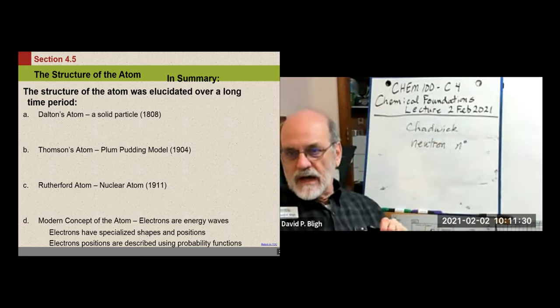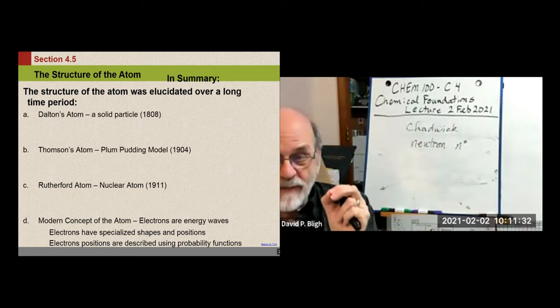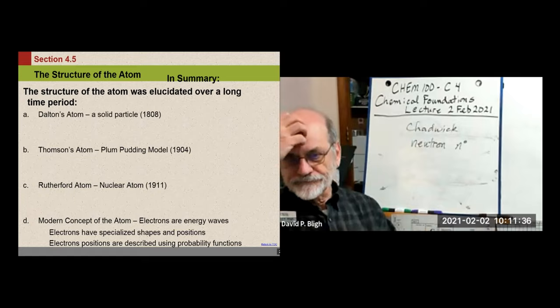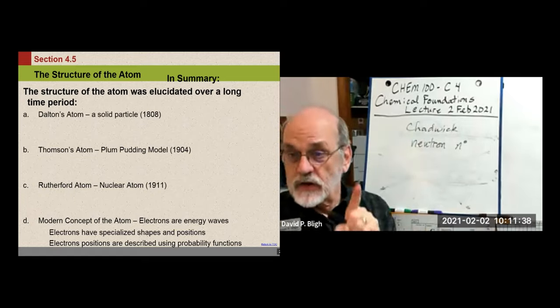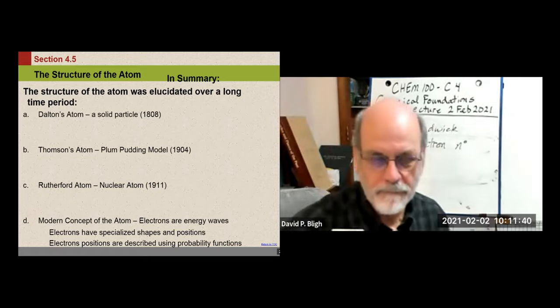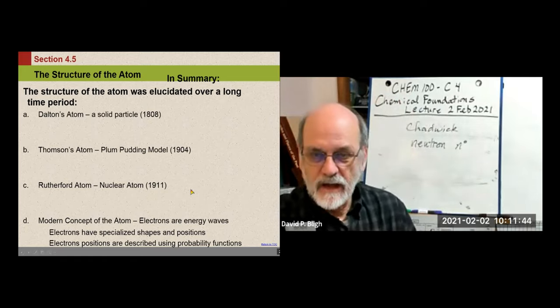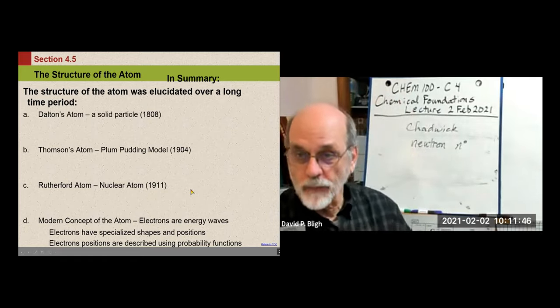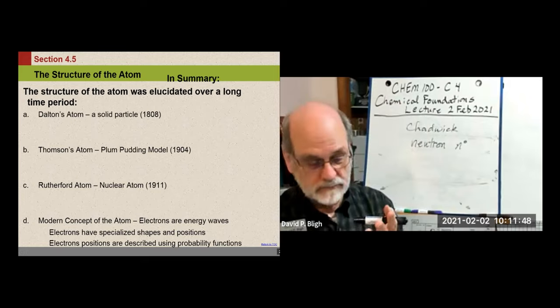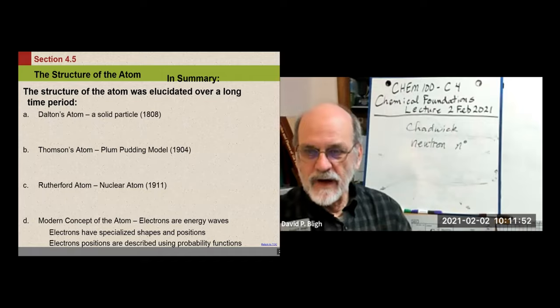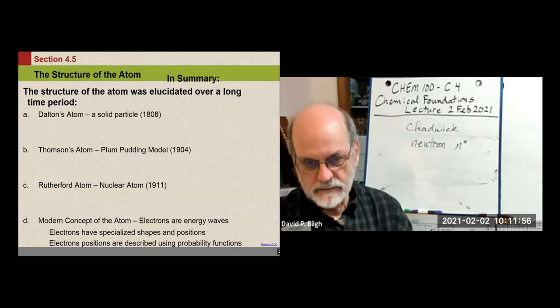It has just very slightly more mass than the proton, but no charge. And it was located in the nucleus. So now our modern concept of the atom incorporates those three particles, electron, proton, neutron, but it still doesn't explain all the behaviors of atoms.